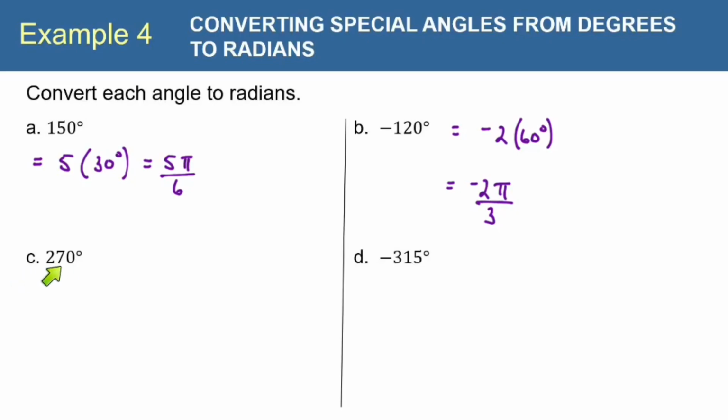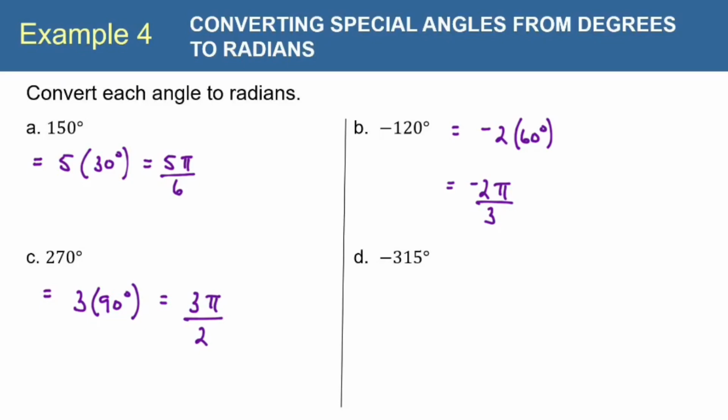Here in part C, we have 270 degrees. We know that 270 is 3 times 90 degrees, and we know that the radian equivalent for 90 degrees is pi over 2 radians. So 3 times 90 degrees becomes 3 times pi over 2 radians. And then for part D, we have negative 315 degrees. Now, just the fact that it ends in a 5 tells you that it's going to have to be 45 times something.